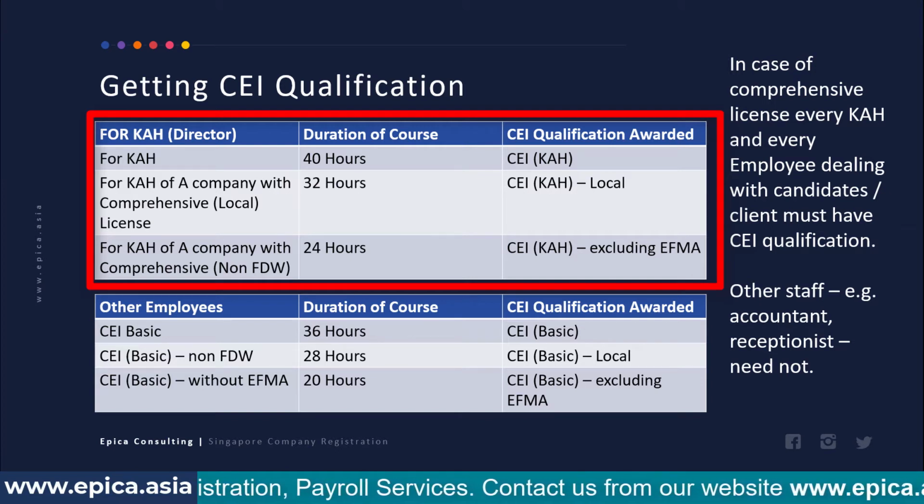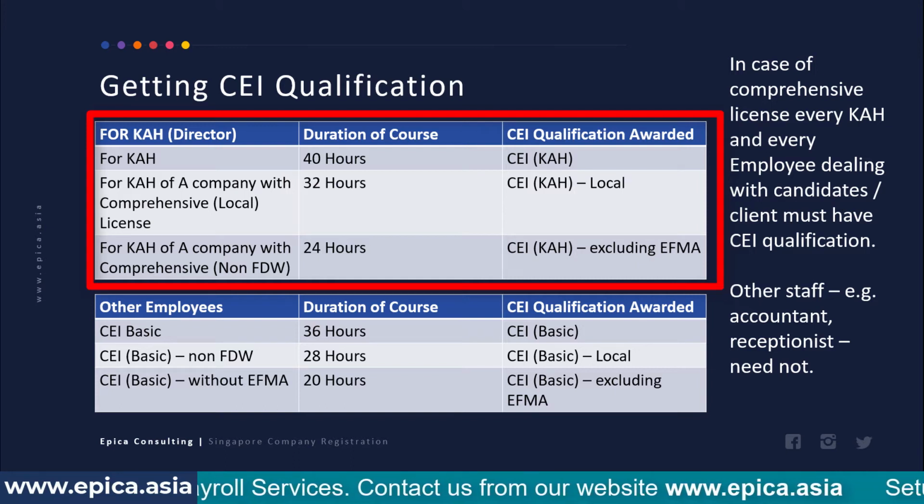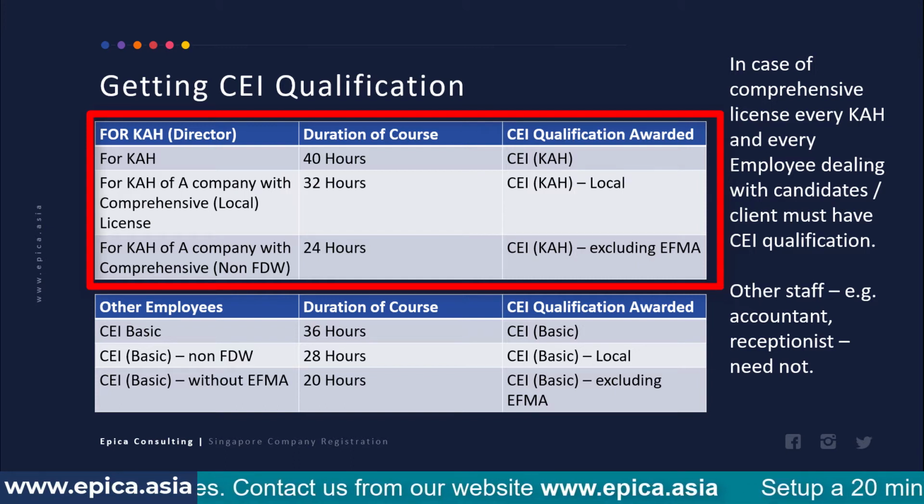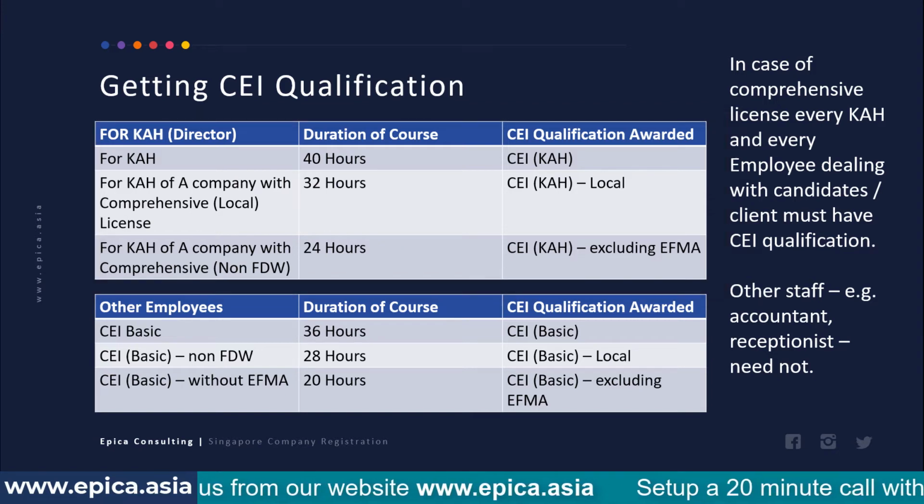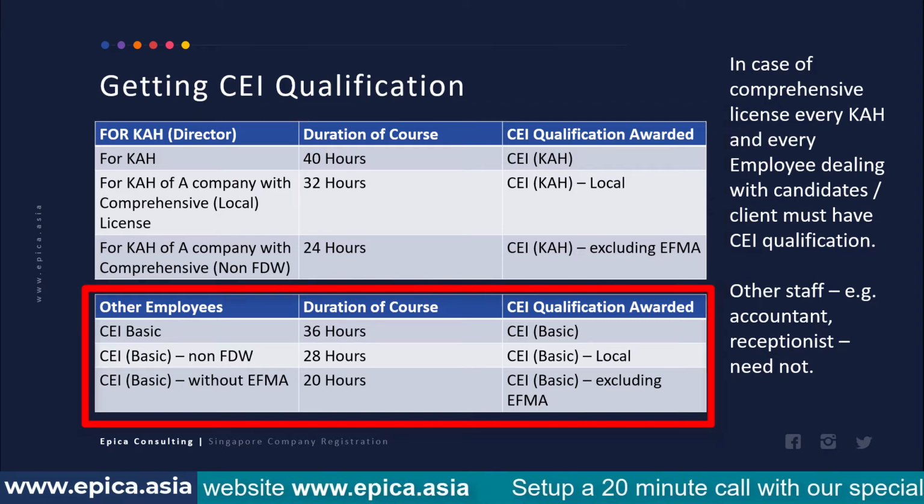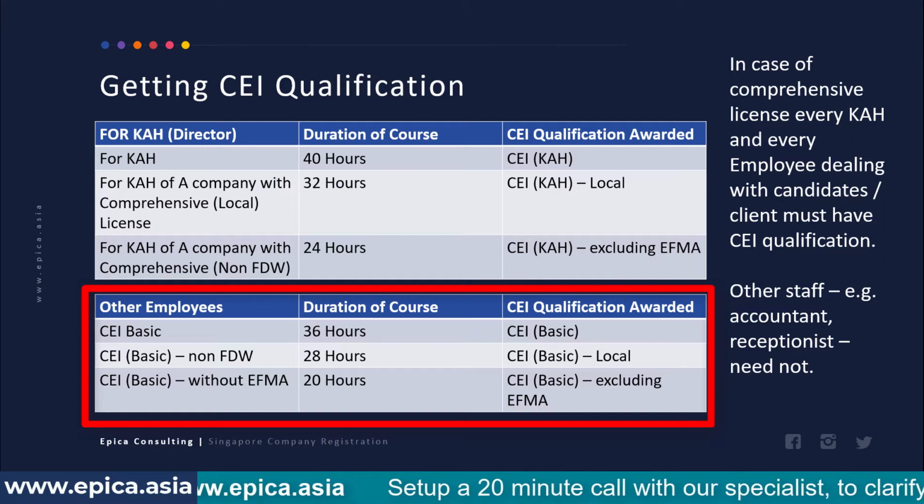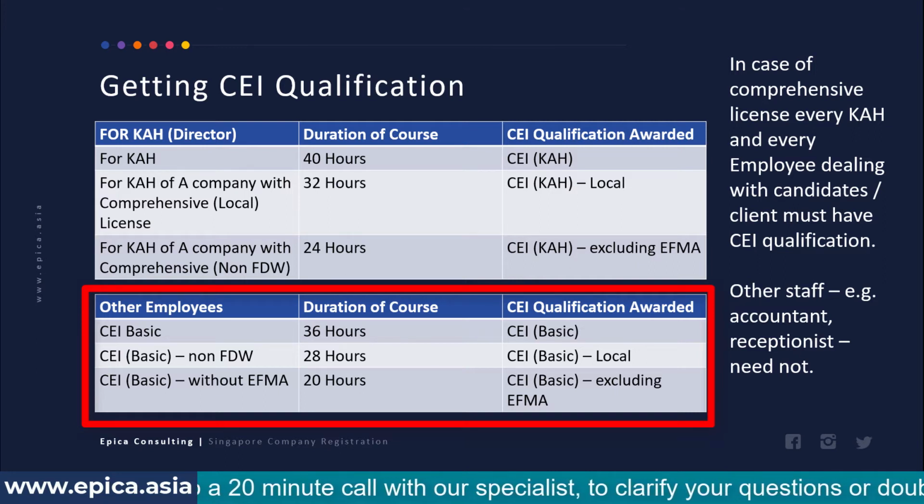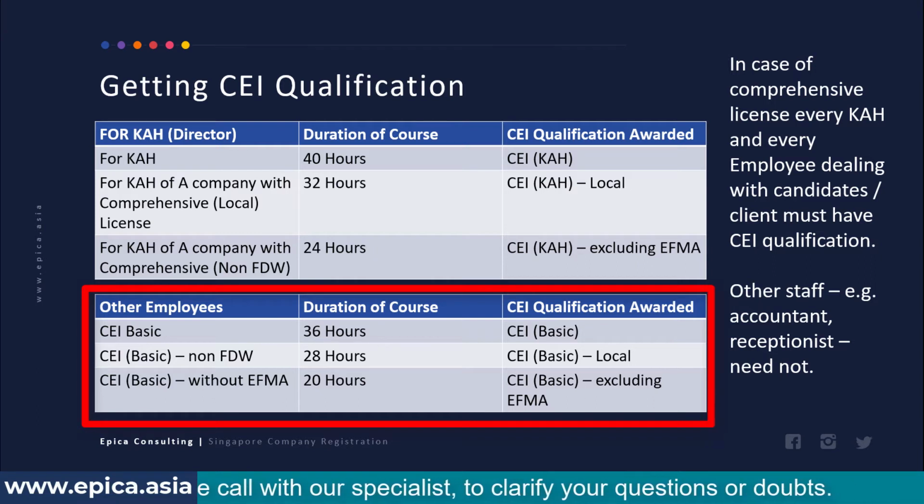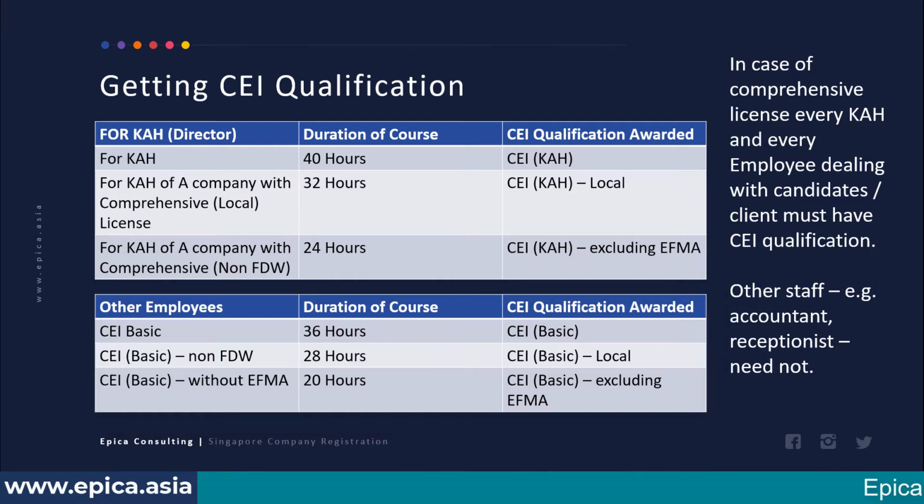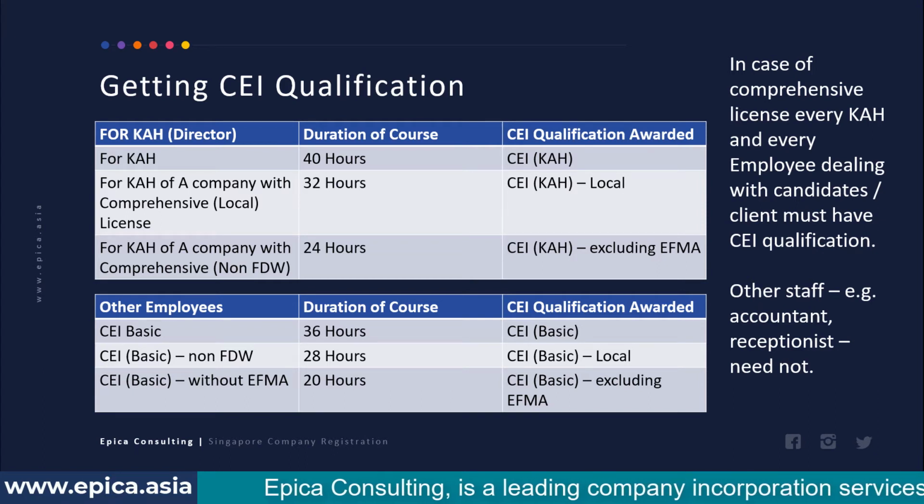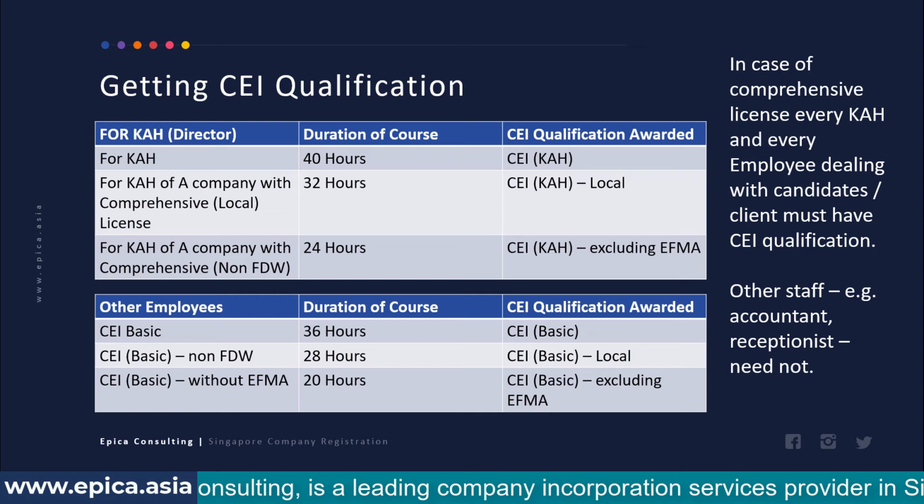Similarly, for non-FDW, there is a 24 hour course called CEI KAH excluding EFMA. Similarly, for other employees there are different courses called CEI Basic, non-FDW and without EFMA, and the duration of the courses is 36 hours, 28 hours, and 20 hours. These courses are normally conducted by an NTUC subsidiary. You can find on the internet where these courses are conducted, and you need to book in advance because slots are often in fast demand.